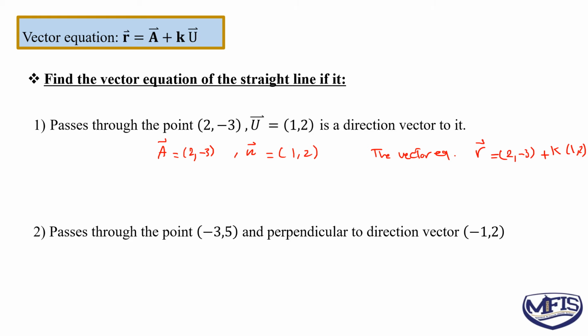Another example: we have a vector equation of a straight line that passes through the point (-3, 5), so A represents the point (-3, 5), perpendicular to the direction vector. So the direction vector u will be (2, 1). Okay, so the required form will be r equals (-3, 5) plus k multiplied by the u vector, which is (2, 1). So this is called the vector form.